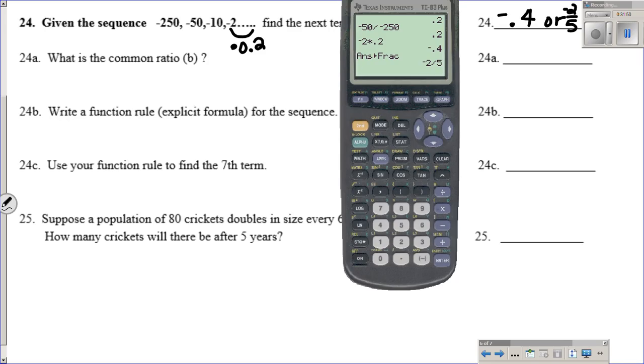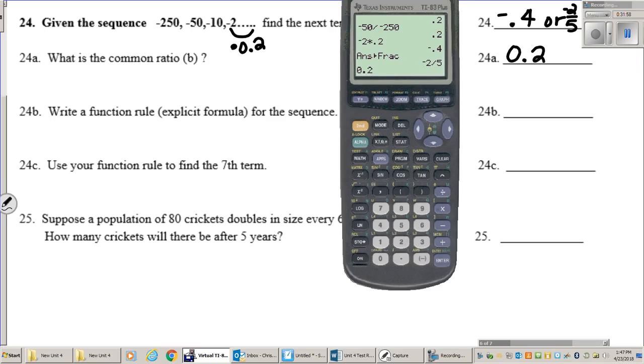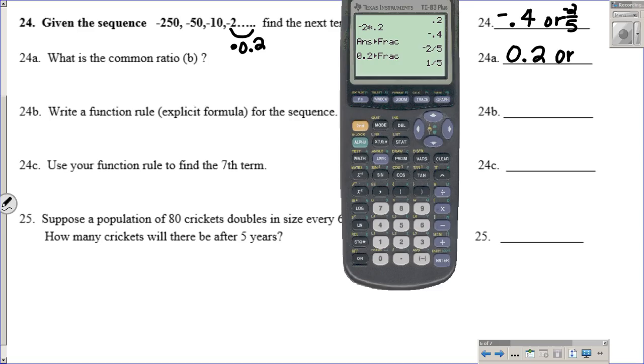Okay, the common ratio, we actually found that by dividing. So we found that the common ratio was 0.2. We could have also converted that to a fraction. 0.2 as a fraction is 1/5. So we would accept 0.2 or 1/5 as the common ratio.